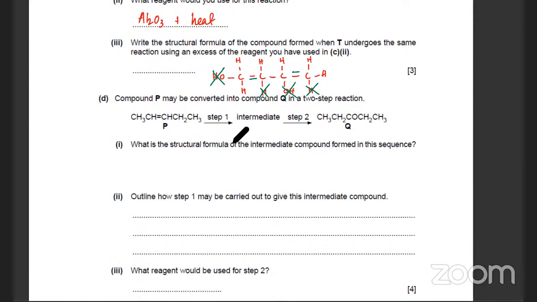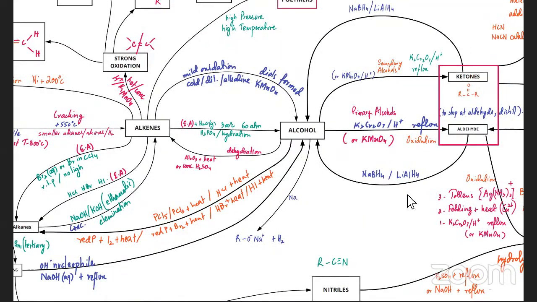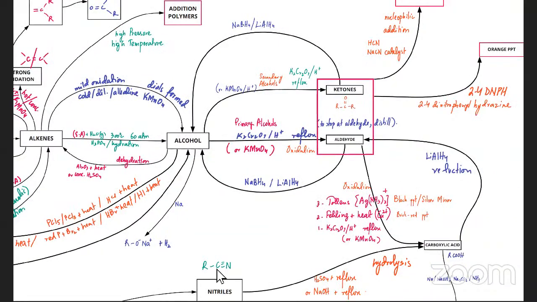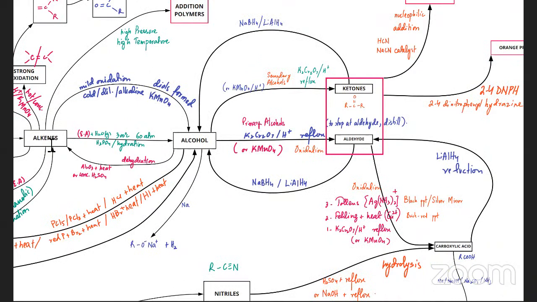The next question is, what is the structural formula of the intermediate compound formed in this sequence? You've got a sequence here, and you've got an alkene turning into a ketone. Look at the chart. How can you turn an alkene into a ketone? You have to take this route. You turn the alkene into an alcohol, and that alcohol can be oxidized to a ketone. That's the only path that you've got.